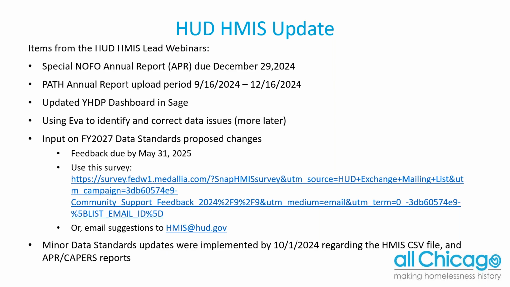HUD is seeking input on the fiscal year 2027 data standards proposed changes. That feedback is due by May 31st of next year. They have a survey. The link is here in the slides. Or if you have something in a document of your own, you can email those suggestions to hmis@hud.gov.